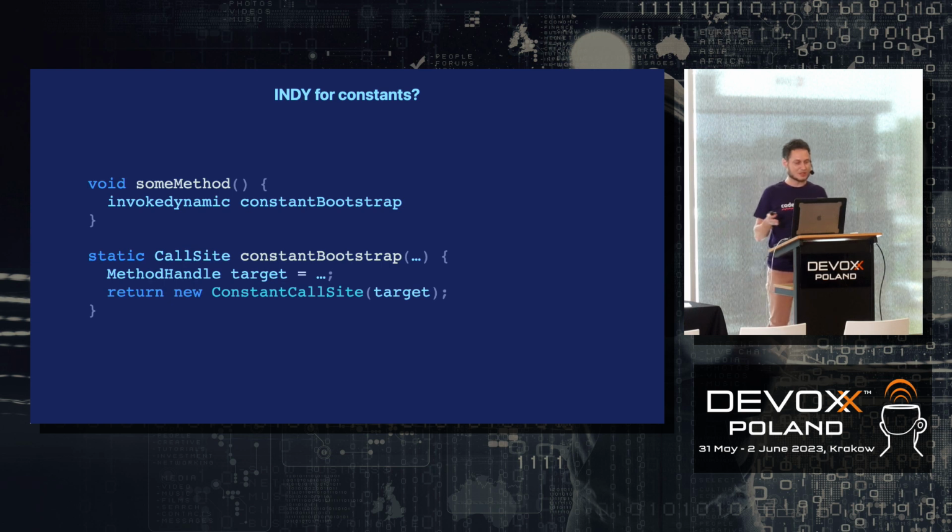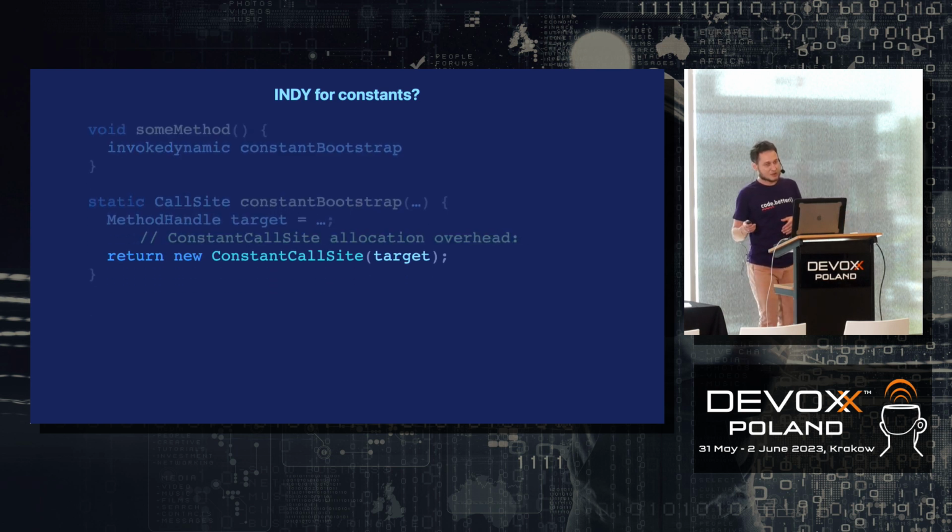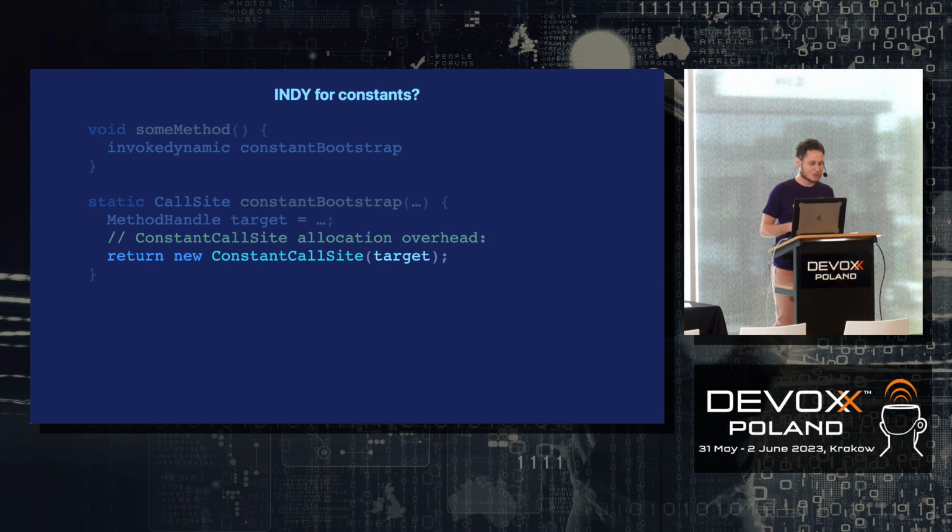Initially, this was not the design goal for lambdas for invoke dynamic. The initial goal was to design something where the call site can be modifiable. At any moment in time, we can change the call site, we can mutate it and say, okay, instead of calling this method, now call that method. If we try to use invoke dynamic for constants, we have a constant call site. A constant call site cannot be changed.